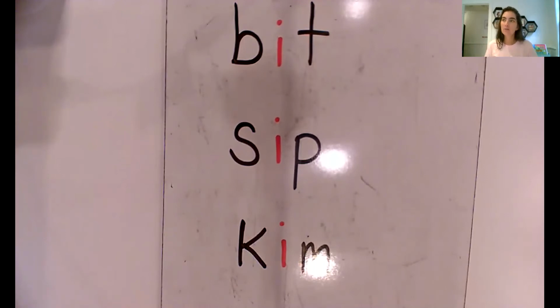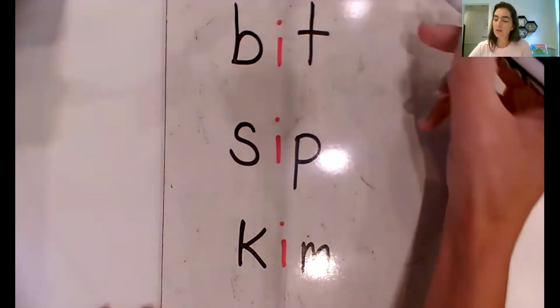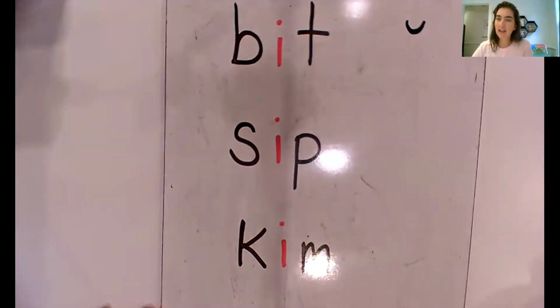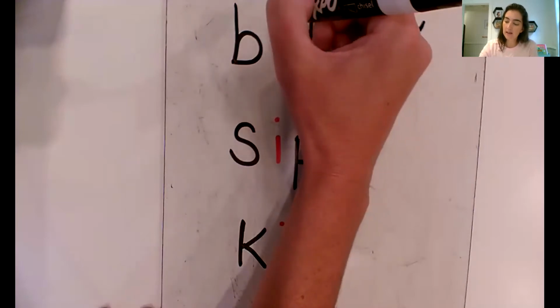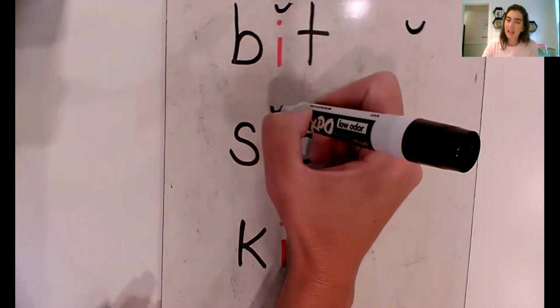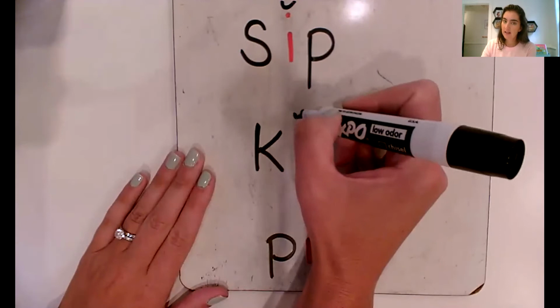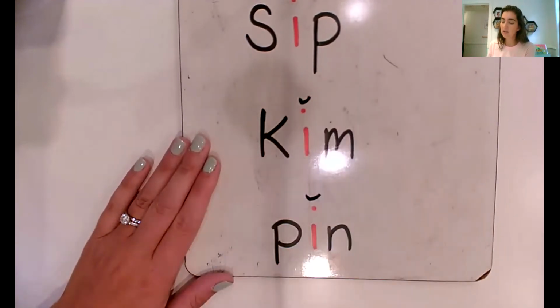Now I'm going to have you do the little short vowel symbol that we do, the little breath. It kind of looks like a smile. Okay, can you do that on top of all of your short vowels? Go ahead. That's right. I, I. Nice marking that.